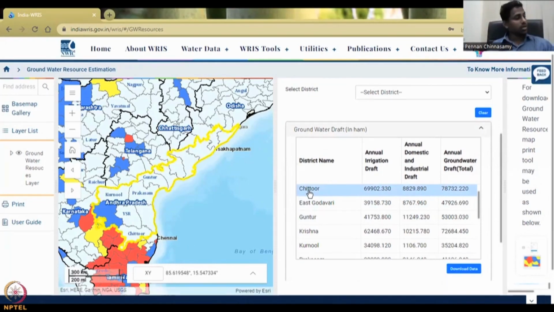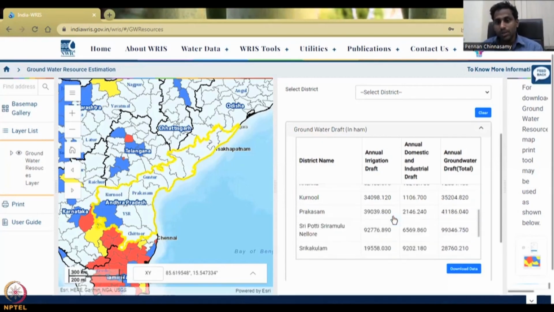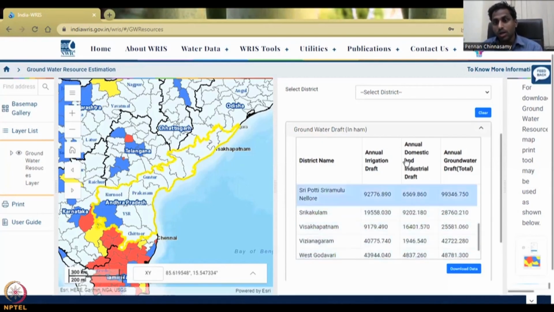Maybe it is an irrigated district, like for example, an agricultural district could be there where it takes more water. So you can have this as an irrigated district. Then you can come down and pick and choose which ones you want. So you have the irrigation draft, which is the biggest.